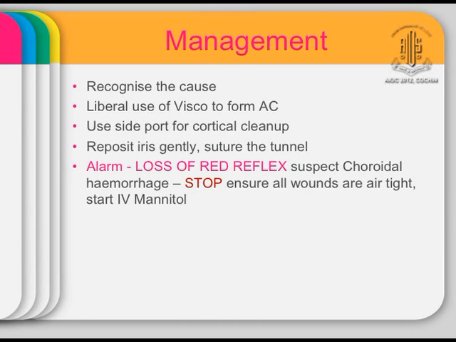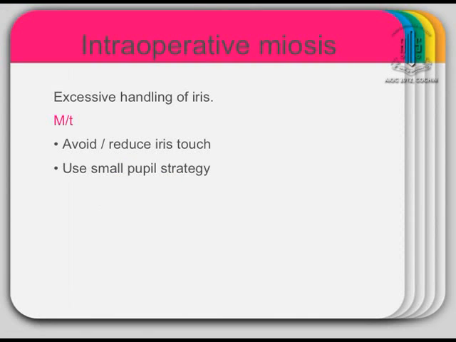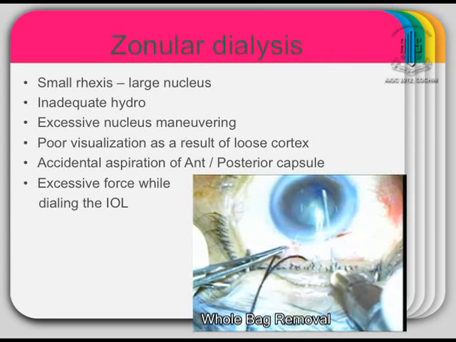With loss of red reflex, always suspect a choroidal hemorrhage. Stop and ensure that all the wounds are airtight and start IV mannitol immediately. Intraoperative miosis occurs with excessive handling of the iris. Reduce or avoid iris touch and use small pupil strategy.